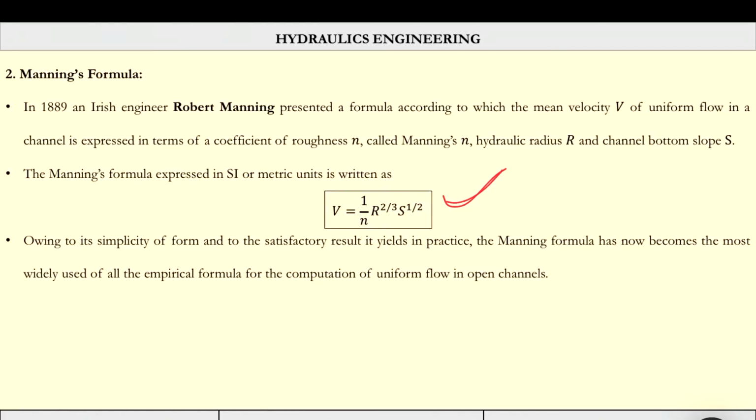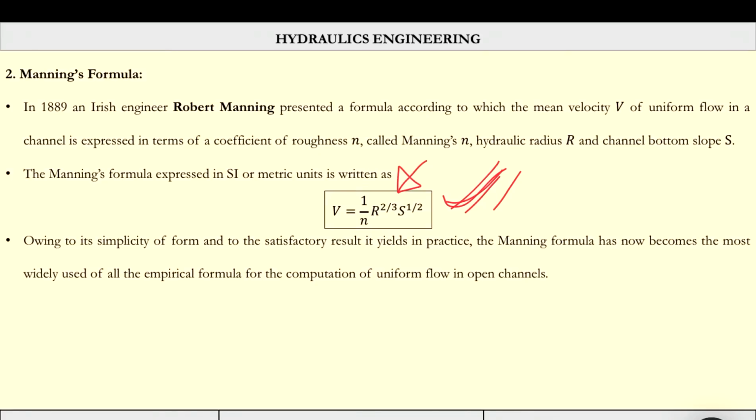So you can see V is proportional to R and S, the same as in the Chezy equation, only the exponent is changed by Manning. In the Chezy equation it was R raised to the power 1 by 2, here it is R raised to the power 2 by 3. They are not the same, but quite similar, and Manning's is widely used because it is quite simple. If we have N values, we can use it directly, whereas in Chezy's formula we have to calculate C with a big formula, so Manning's is preferred. Unless mentioned otherwise, you can easily use Manning's formula to calculate the velocity.